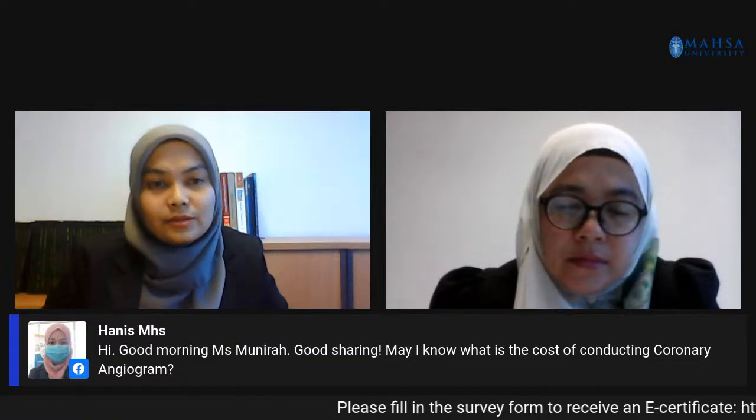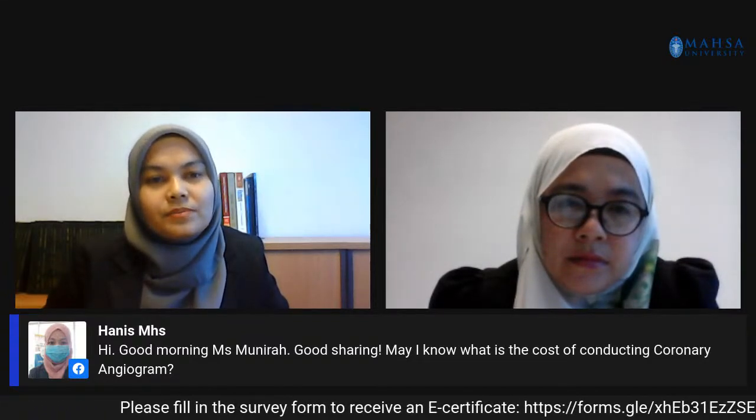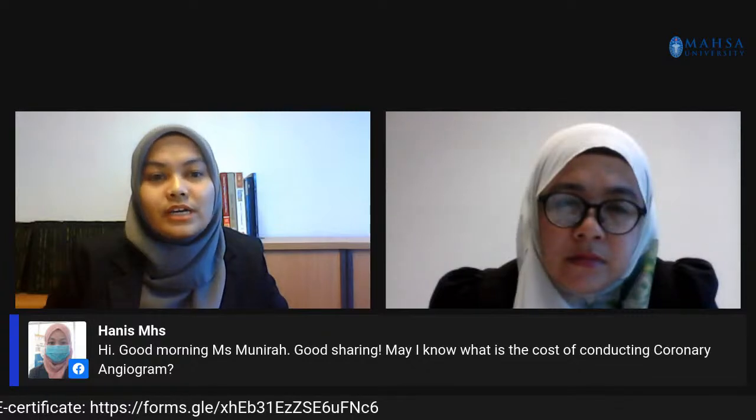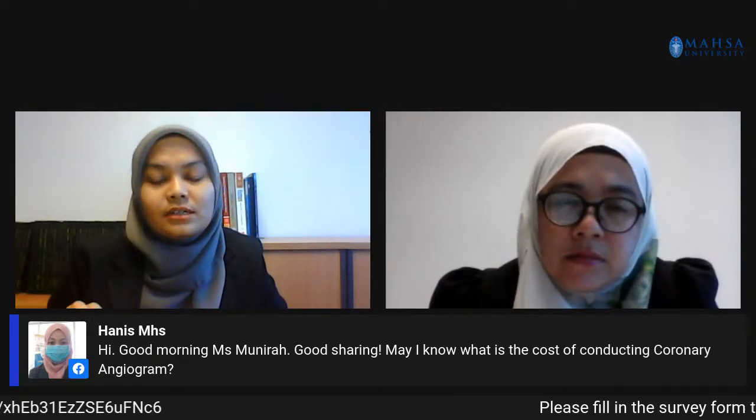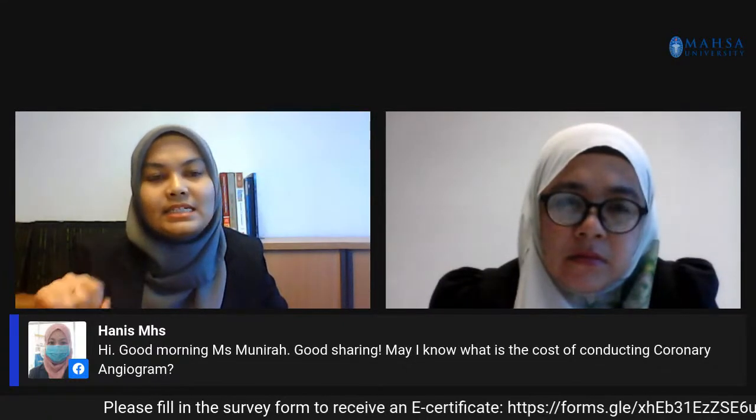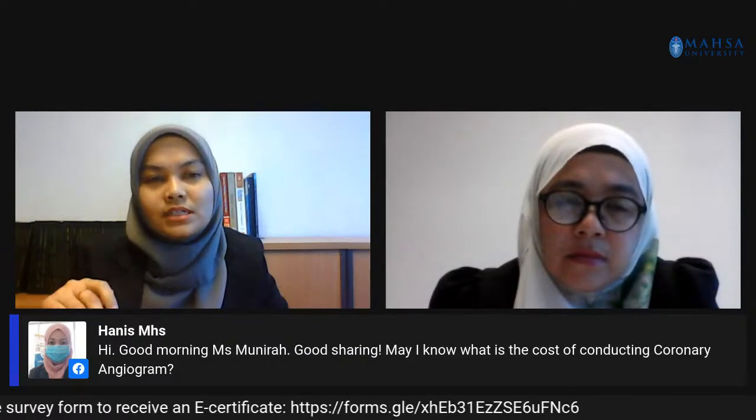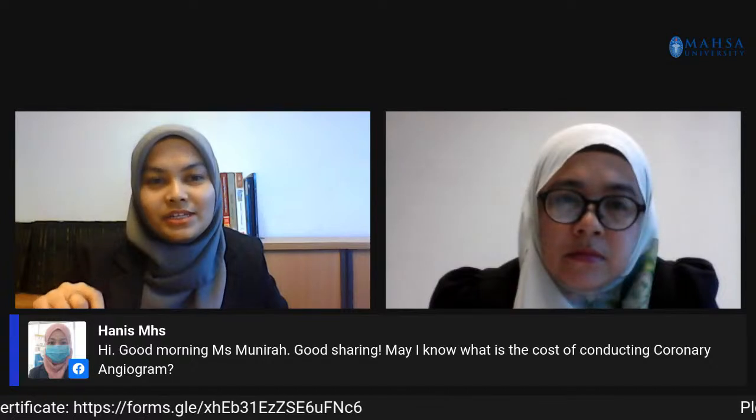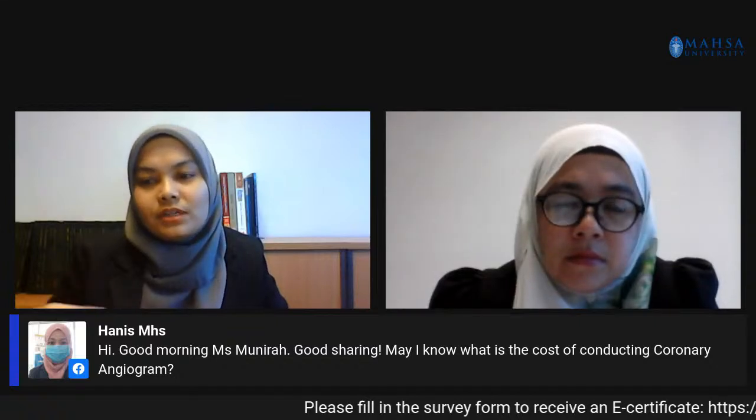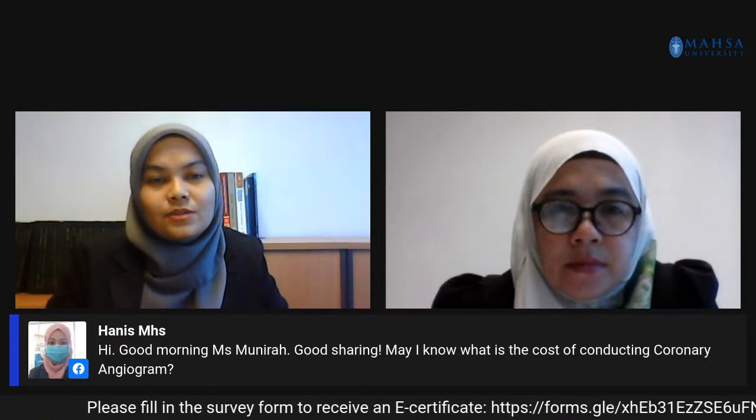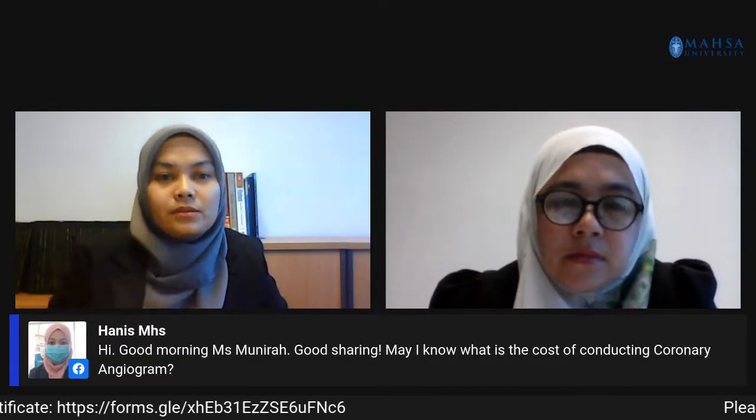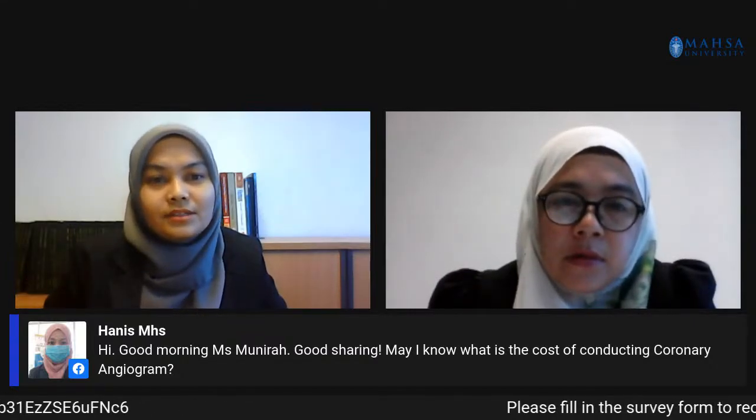But as far as I know, for the coronary angiography itself, the cost will be around 5,000 ringgit. It's for the coronary angiography only, for the visualization of the plaque within the blood vessel. But for the treatment, which is the inflation of the balloon and insertion of the stent, it will cost more than 10,000 ringgit. The stent also depends on the quality and the choice of the stent. If the patient chooses the high quality stent, the cost will be higher. And of course, private is more expensive compared to government, but the cost will be around that.